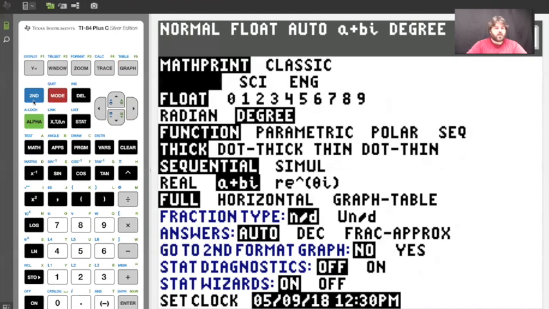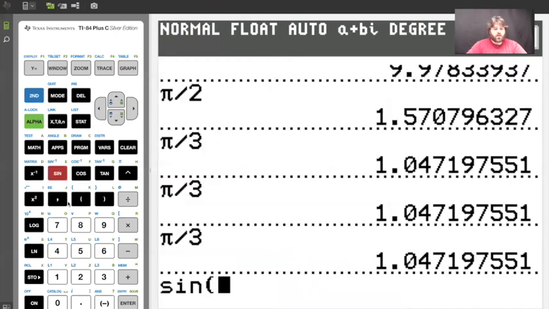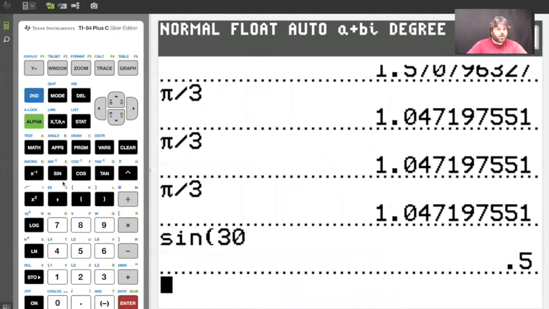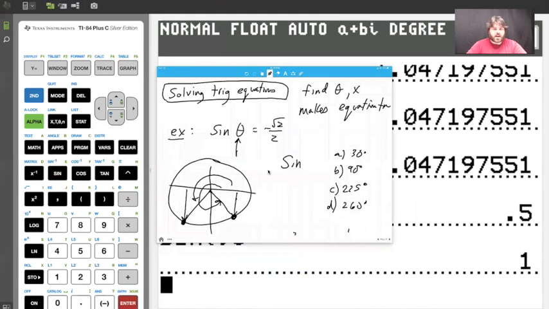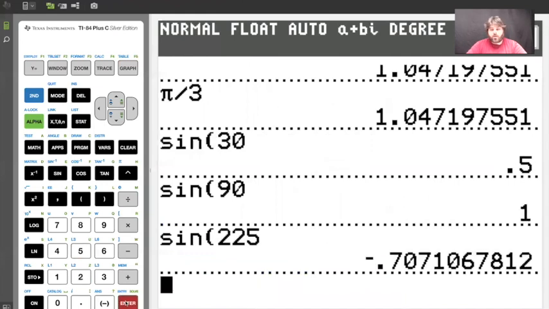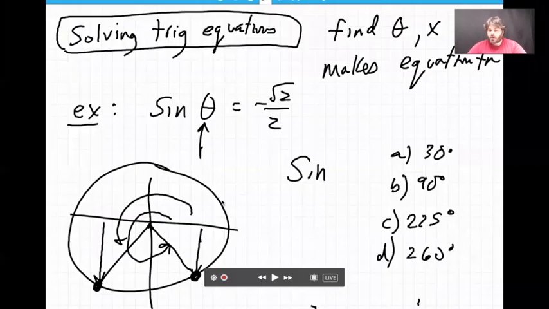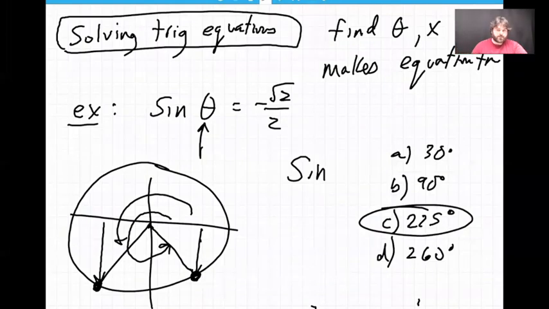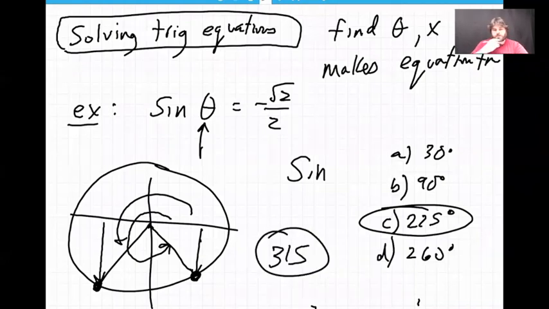Let's find the sine of, what was our first choice? 30, sine of 30. Is that going to be negative root 2 over 2? No, it's a half. Then we do the next one, sine of 90. Nope, it's not. So we're just guessing and checking here. We're saying what value of x or theta will give us that. So what about sine of 225? Negative 0.707. 0.707 is root 2 over 2, so that's the one. So it is value C. A lot of the times there's multiple answers, because 315 would actually work as well. But just be aware that that's the basic idea.